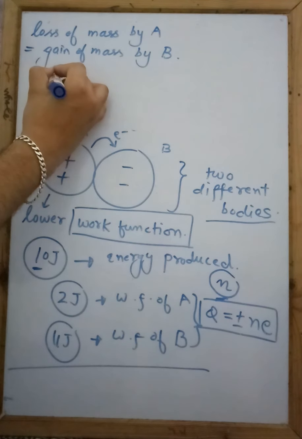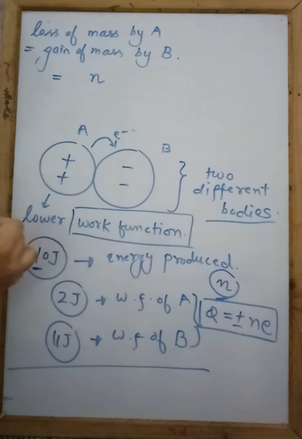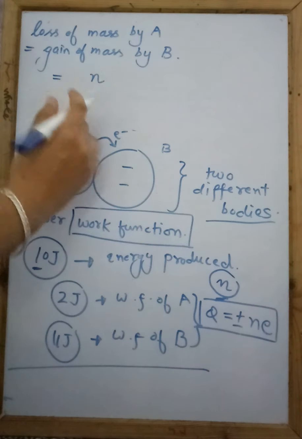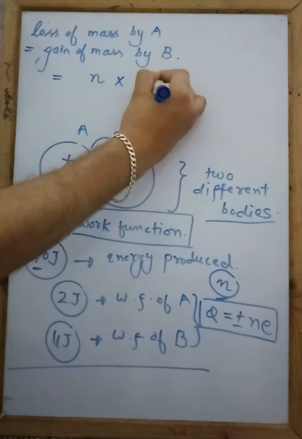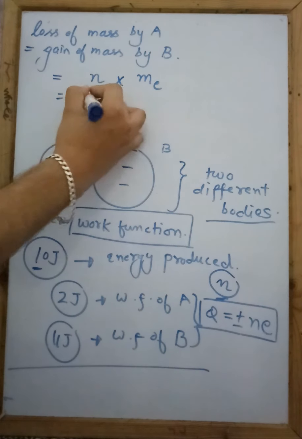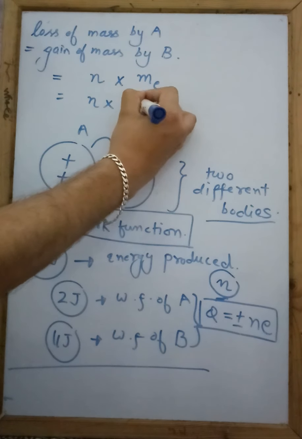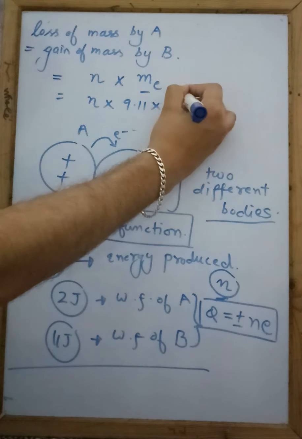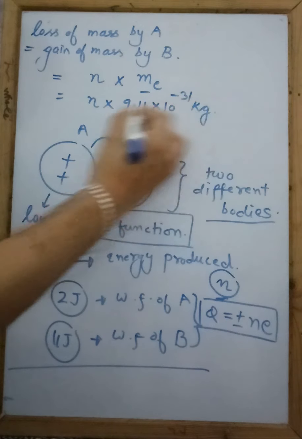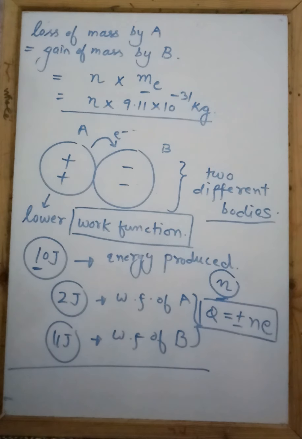और कितना लॉस है कितना गेन होगा, that will be equal to number of electrons। सपोज अगर n इलेक्ट्रॉन्स लूज हुए तो number of electrons multiply by mass of 1 electron। So you can multiply n with, I hope you all know the value of this mass of 1 electron, which is 9.11 into 10 to the power minus 31 kg। So in this way you can also calculate how much is the mass transferred.